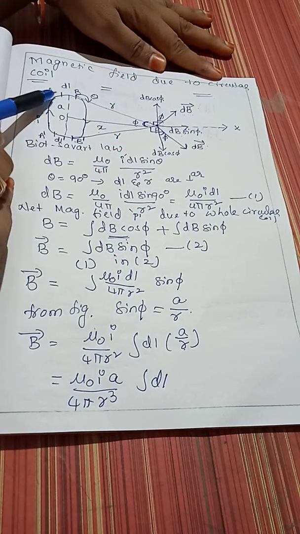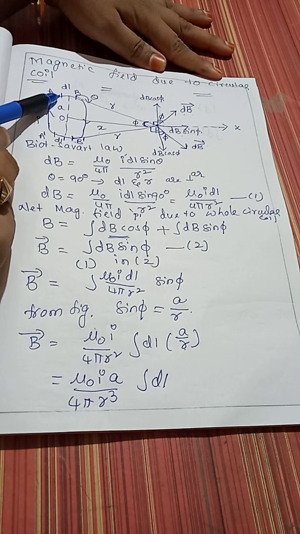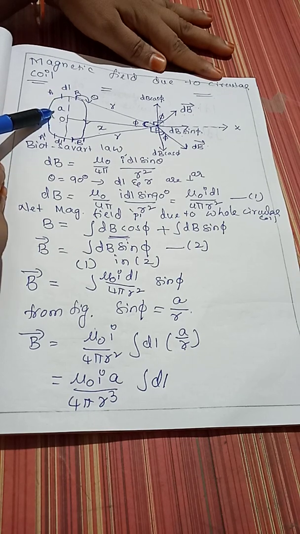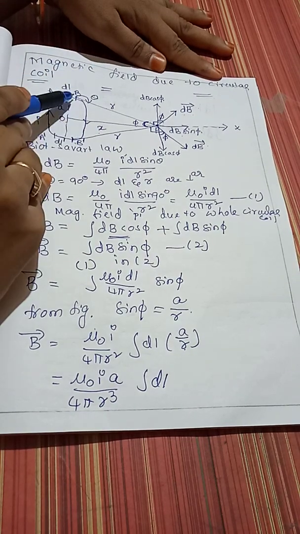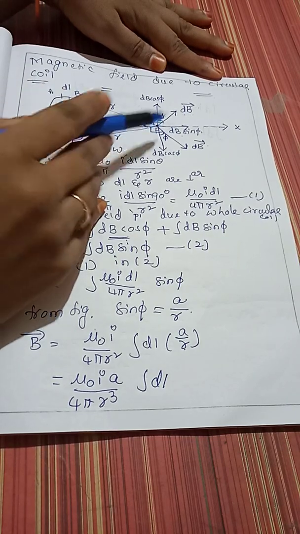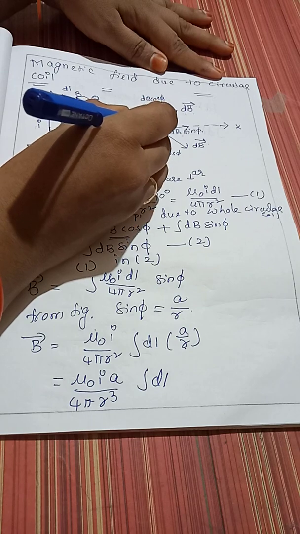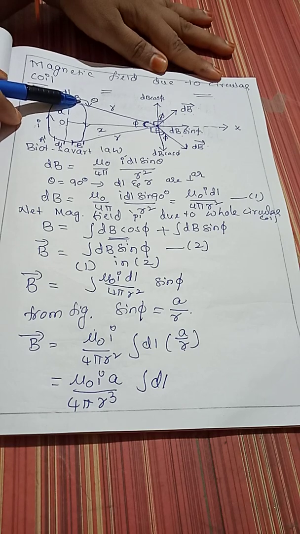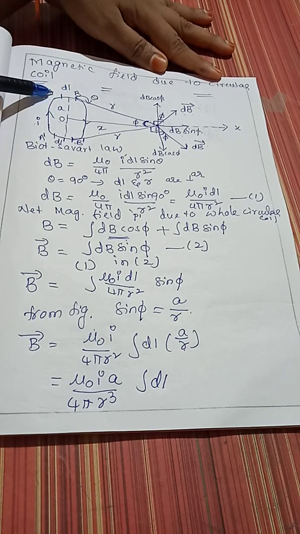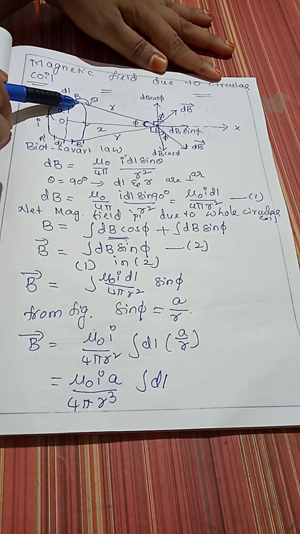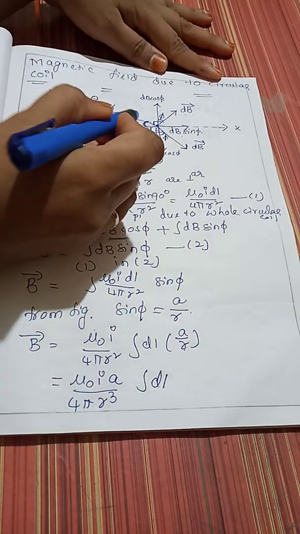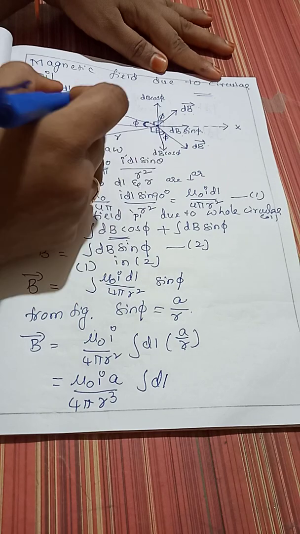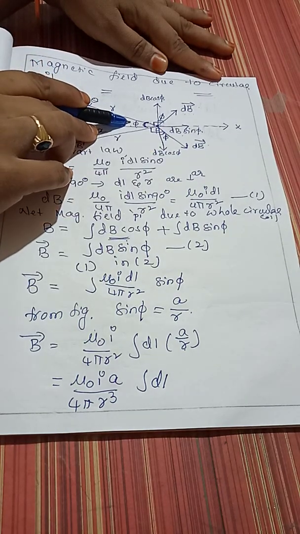For that, we considered a small element AB of length dl on the circular loop. Join this element with point P. Let the joining line be r. This element makes an angle theta with the line joining the element to point P. Here the angle between the straight lines OP and BP we took as phi.